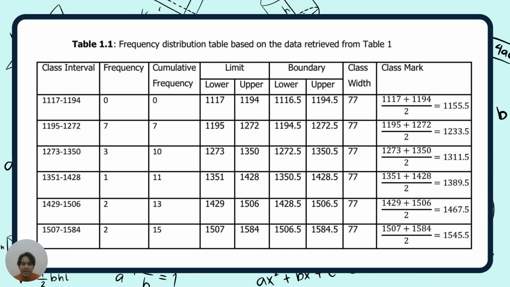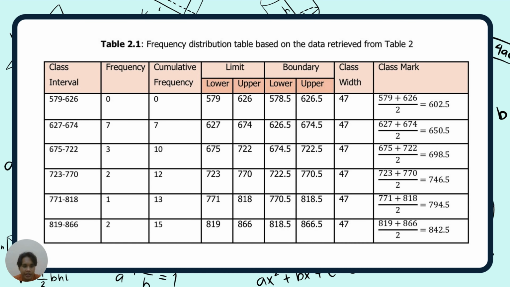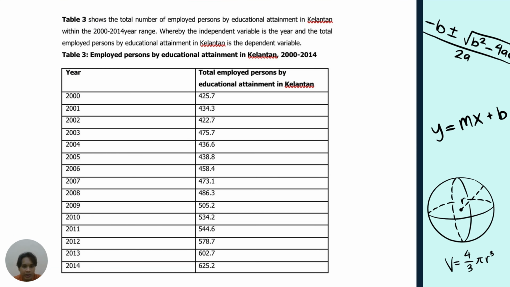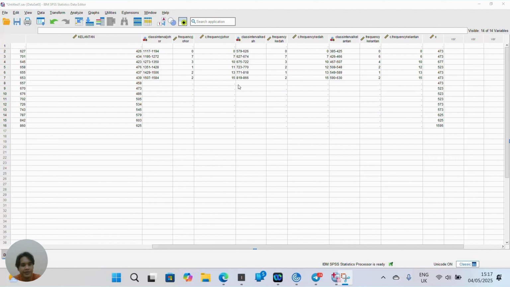Our first step is to collect the data and organize it in the form of a frequency distribution table. After we gain the data, we can proceed with the calculation and statistical test in the SPSS software. So this is our data containing class interval, frequency, cumulative frequency, upper and lower boundary, class width, and also class mark. This is for Kedah. This is the frequency distribution table. This is for the Kelantan part. All have at least 15 sets of data.